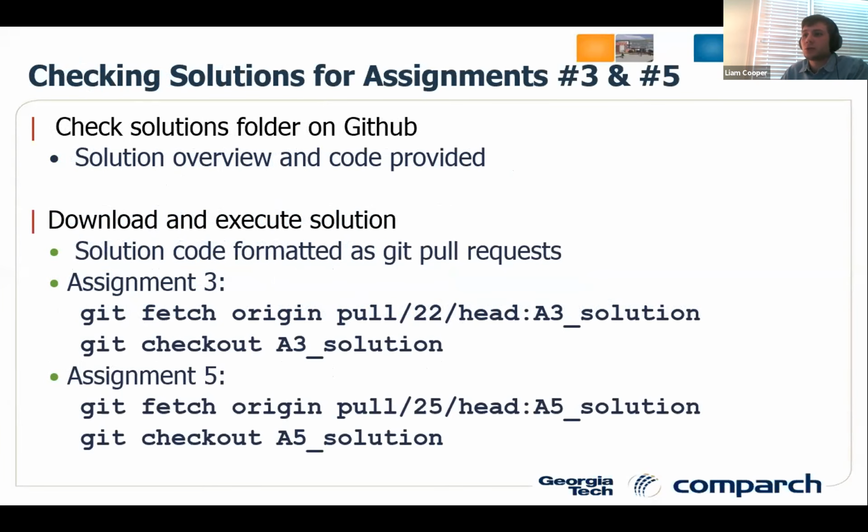So as for checking your solutions for assignments 3 and 5, you should see the solutions folder in the tutorial GitHub for an overview of each of the solutions, and also the code for both of those solutions. As for downloading and executing the solution code, it is formatted as Git pull requests. So for each of the assignments, you can do a Git fetch for their respective pull requests, and then a Git checkout. And of course, more details on this are outlined in the solutions folder on the tutorial GitHub.